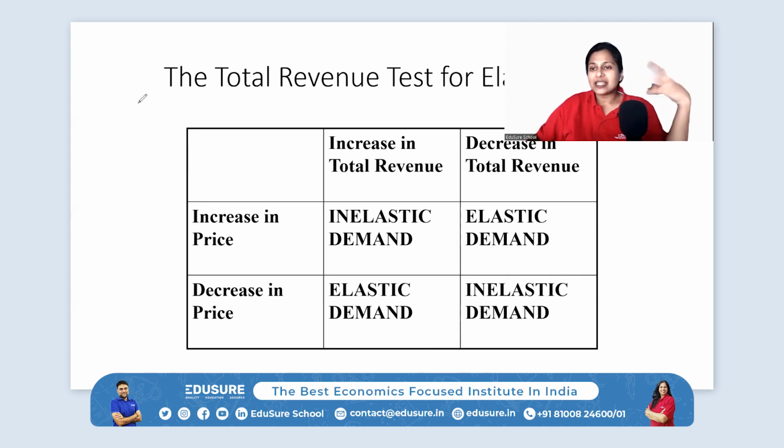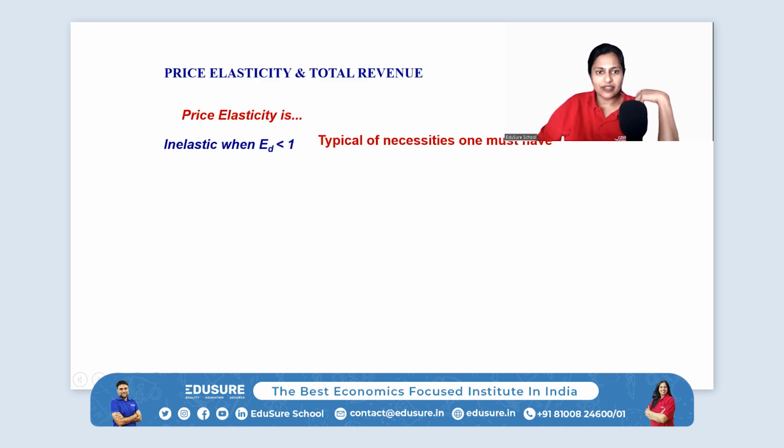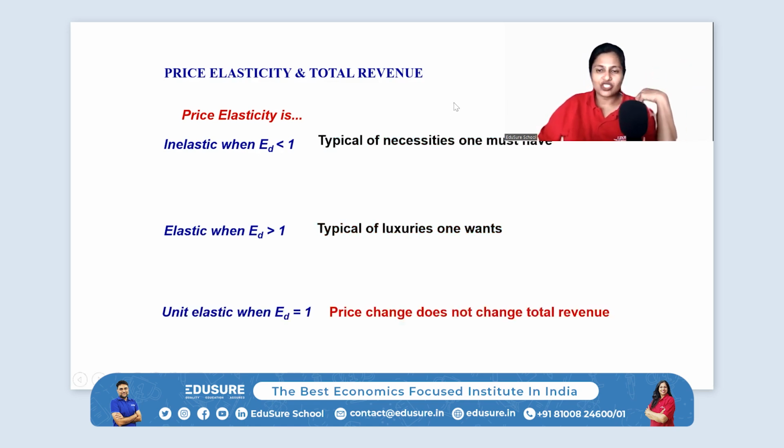What we have to remember is that when price changes, in which direction total revenue changes. From this, of course, we can understand what will happen to quantity, because ultimately we want to know how much quantity changes. So when price increases and the total revenue increases, that means the fall in quantity is not a lot, which would mean inelastic demand. All right, so this is the total revenue test. To reiterate, for price elasticity and total revenue: elasticity less than 1 is typical of necessities, elasticity more than 1 is typical of luxuries, and equal to 1 when there is no change in total revenue.